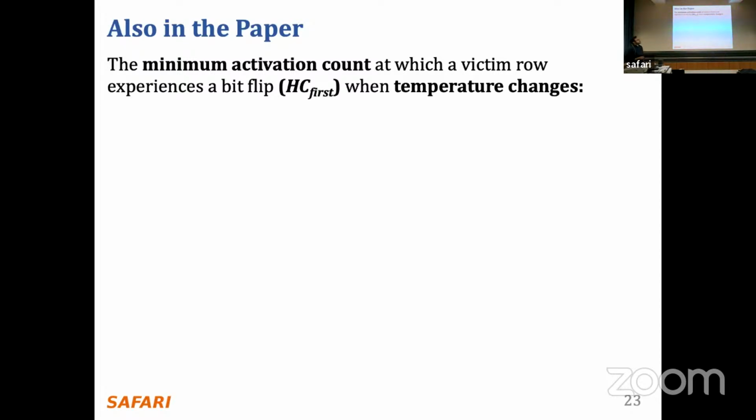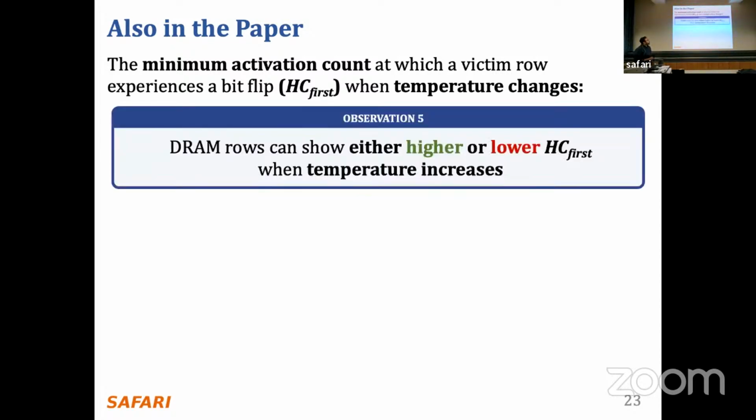So this is important, because when you put your DRAM chip in the field, you might need to understand at what temperature you need to operate it. I'll try avoiding boring you with more details about these experiments, but I'll quickly mention other temperature analyses we have in the paper. So we look at the minimum activation count at which a victim row experiences a bit flip, also known as HC first, when temperature changes. And we observe that DRAM rows can show either higher or lower HC first when temperature increases. So this is in line with our observations on the bit error rate.